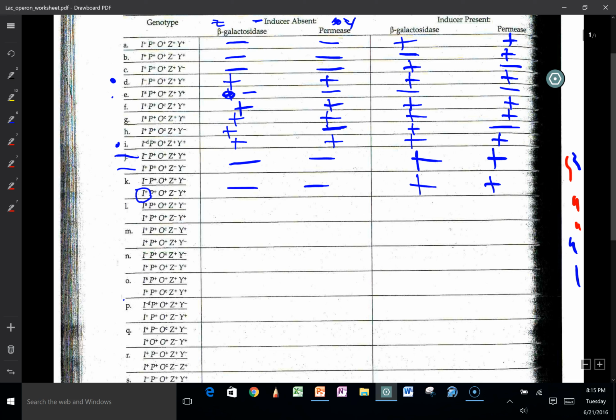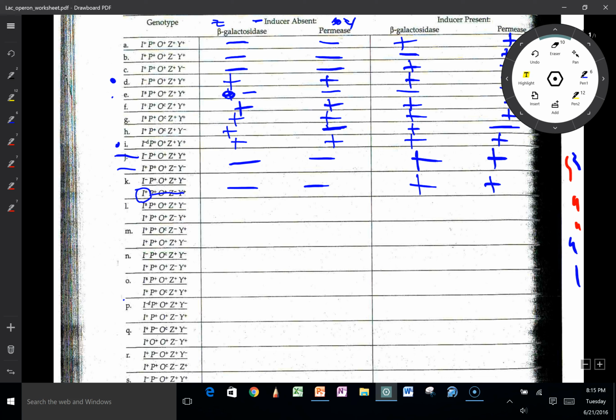If I plus acted in cis, then only Y, because Y is connected to it, only Y would be regulated in that way, and Z would always be on. But it doesn't act in cis, it acts in trans.